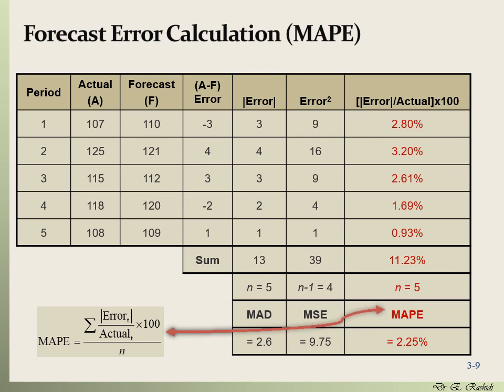All right. At the end, we have to sum these up. That's 11.23%. And then we divide it by 5, as you can see from this formula. So 11.23% divided by 5 is 2.25%. So the mean absolute percentage error for this forecast is 2.25%.